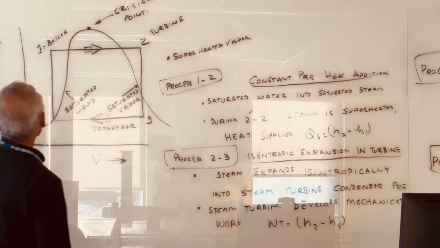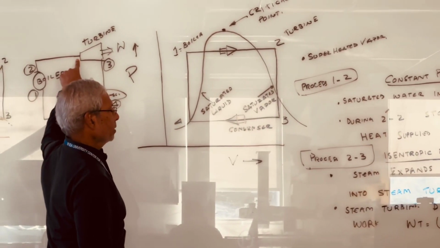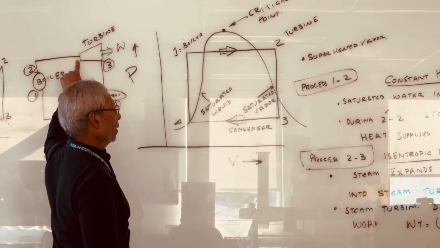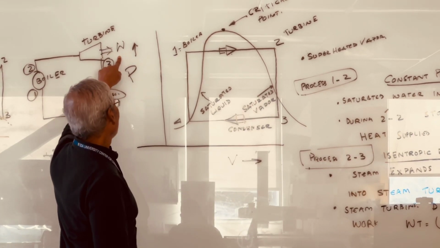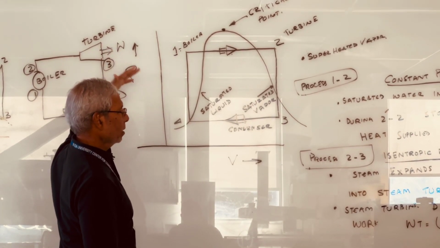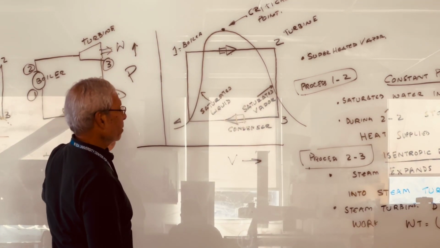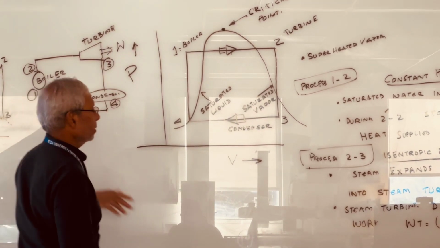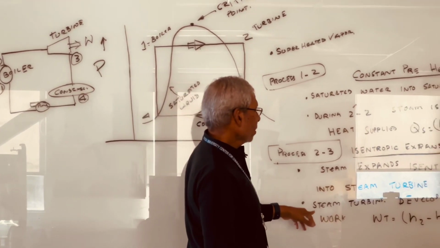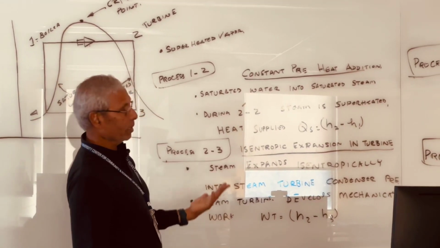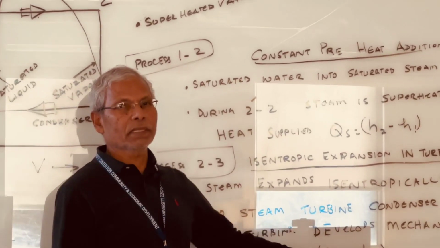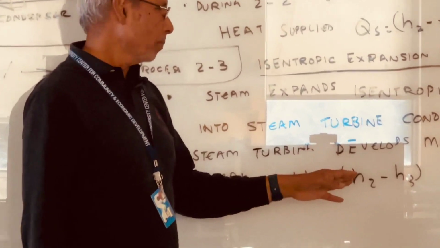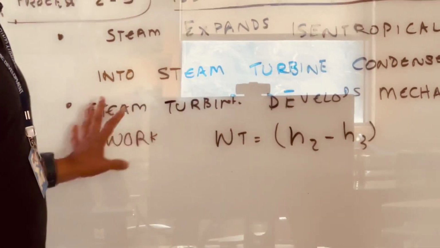So you're feeding in high superheated steam, and it goes through the turbine blades and expands. That means high pressure to low pressure, but it is an isentropic process, a constant entropy process. Also, the steam turbine develops mechanical work. If you want to calculate mechanical work, it is equal to H2 minus H3. That means you need to know the enthalpy at point 2 and the enthalpy at point 3. So that's how you calculate it.